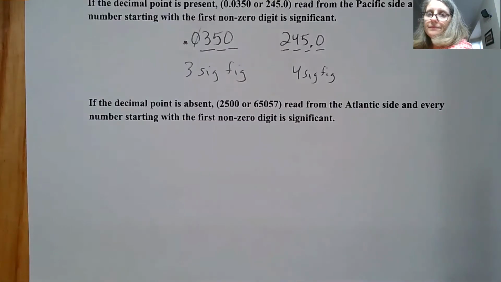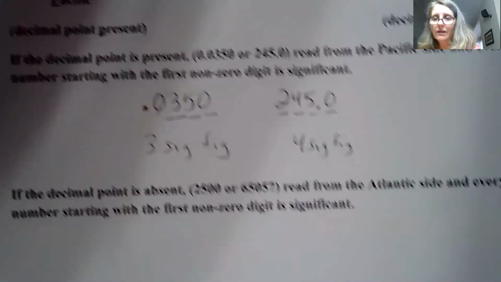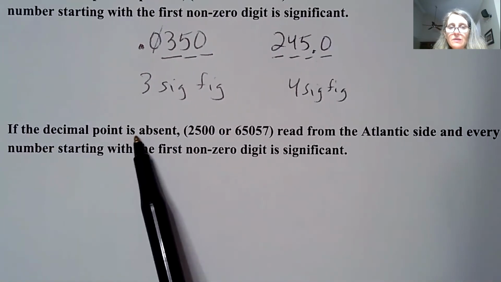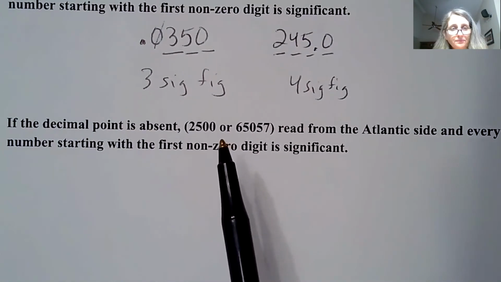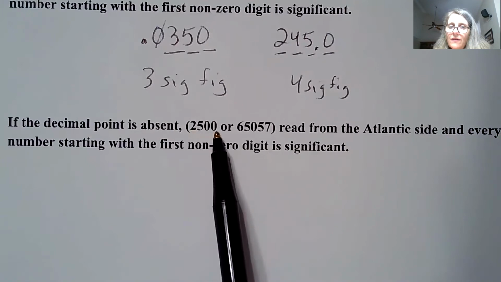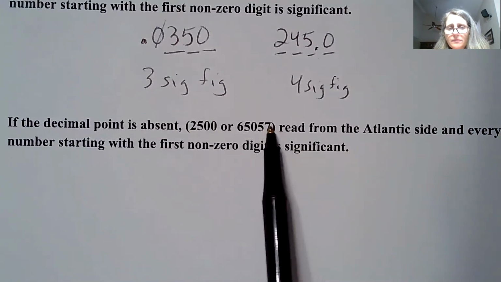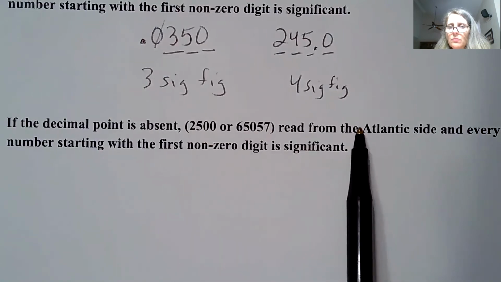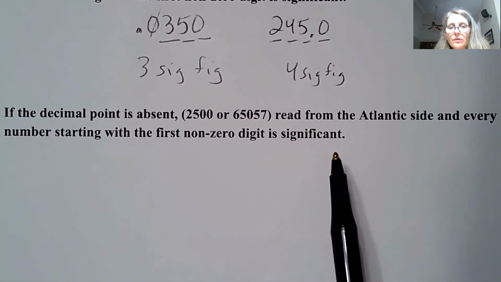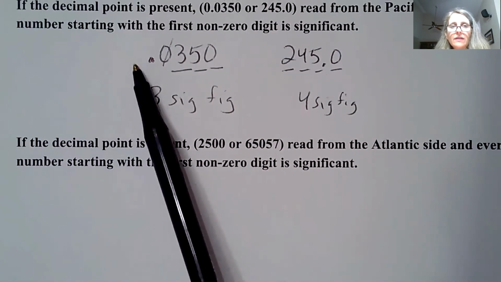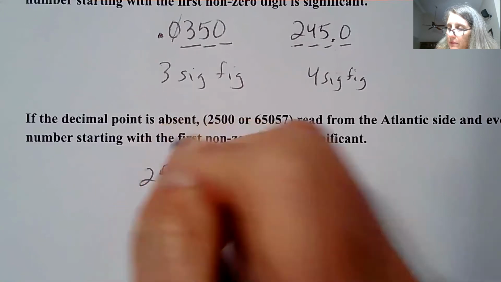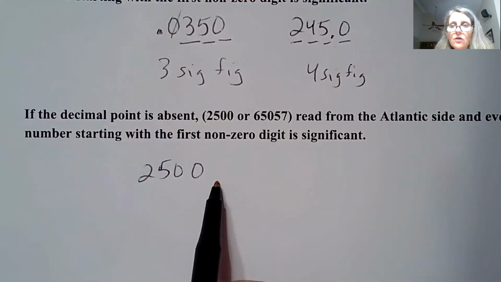So if I have the Atlantic side, and I apologize for the zooming in and zooming out, if I have no decimal point present. So that means, again, we know there's a decimal point, everybody. But if it's not written in the number, so 2500 or 65057, there is no need for a decimal point for those numbers. We are going to read from what we call the Atlantic side, and every number starting with the first non-zero digit is significant. So that means instead of starting on the left like we did here, we're going to start on the right. So we're going to do 2500. Okay, so we're going to start on the Atlantic side, so the right-hand side.